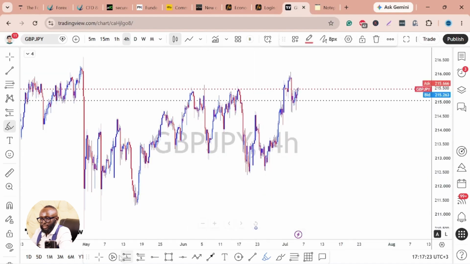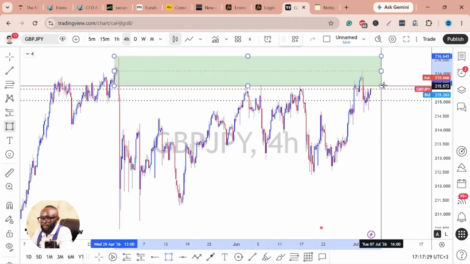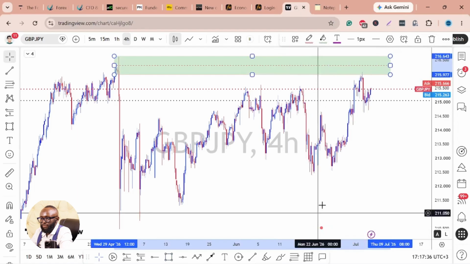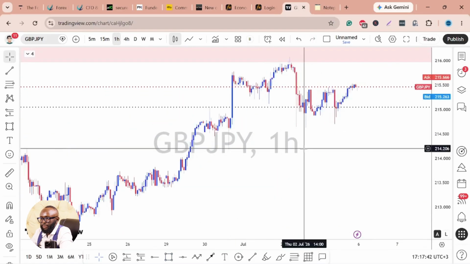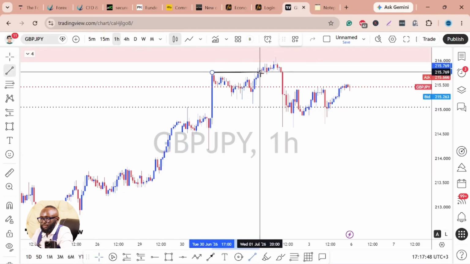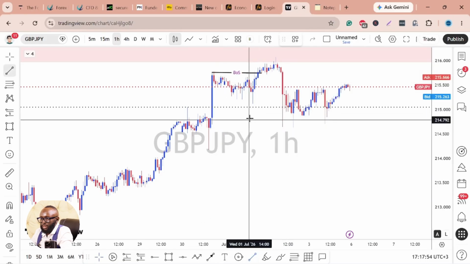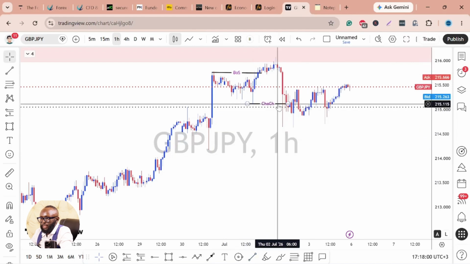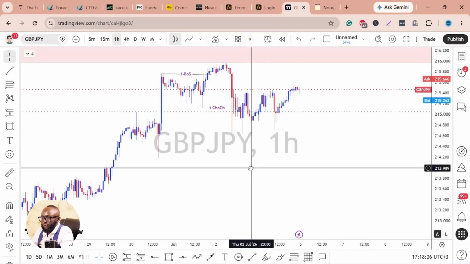On GBP JPY, price is already testing this 4-hour supply zone that we have over here. So this is our 4-hour supply zone. Price has already tested that particular level, and going down to the lower time frame, we can see that this was our last break of structure going high. Therefore, this is our change of character here. Now, the only thing is it's actually an internal break of structure.